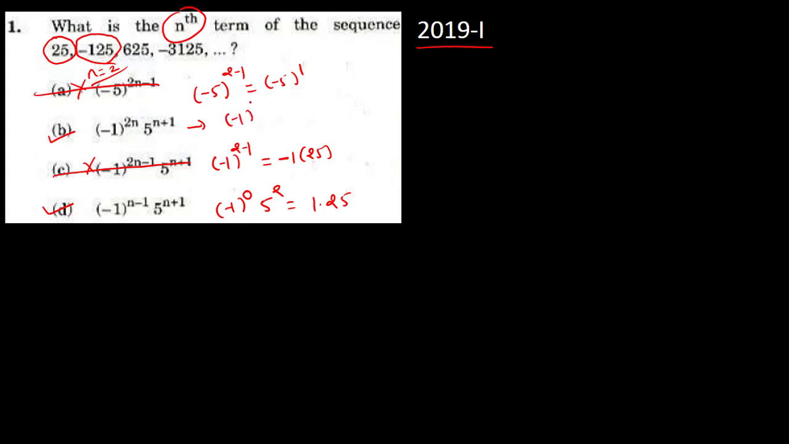So minus 1 to the power 2 plus 2 is 4, and 5 raised to power 2 plus 1 is 3. If you see, minus 1 to the power 4 is what? It is a positive number. But what we want? I want a negative. So definitely ये भी नहीं है मेरा आंसर. So what is the answer is? So answer is what? D.